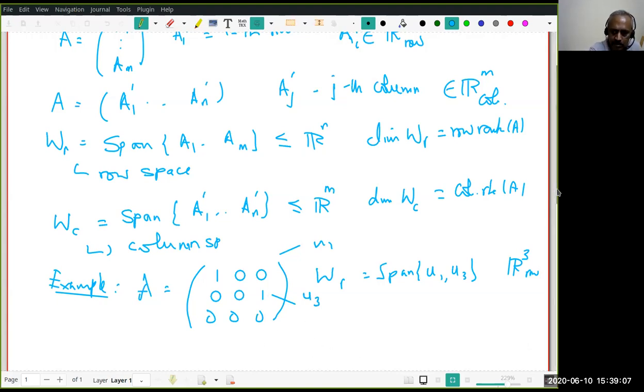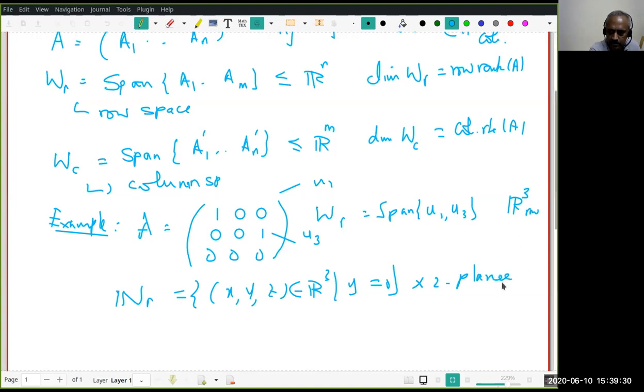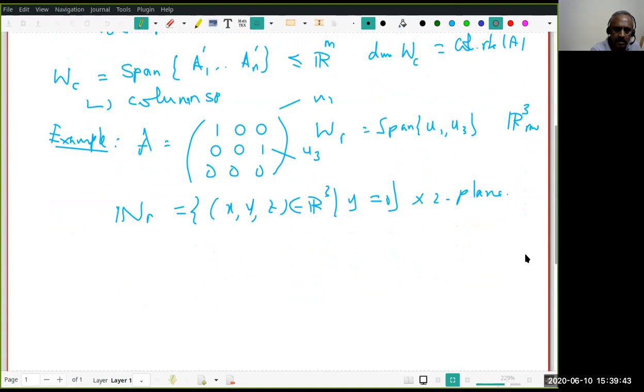Therefore, how will I describe WR in terms of R3? I will simply write WR equal to the set of all (X, Y, Z) in R3 such that it's a span of these two vectors. That means the Y coordinate must be 0. Therefore, Y equal to 0. In geometric language, this is the XZ plane in this space. Right. Now let's look at the thing.